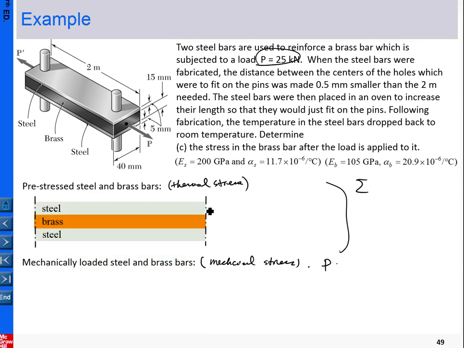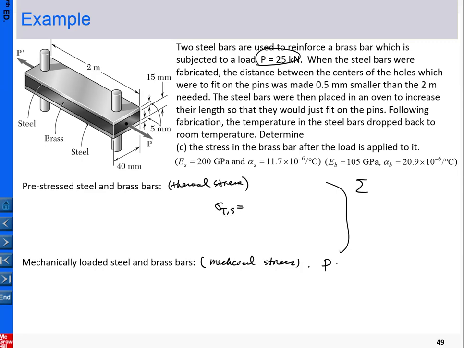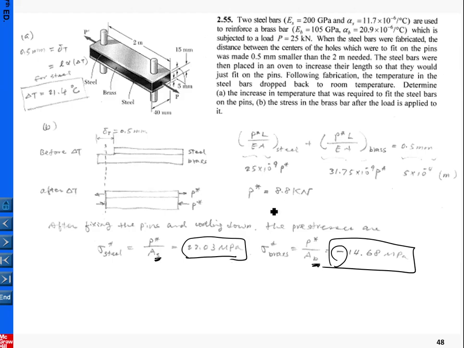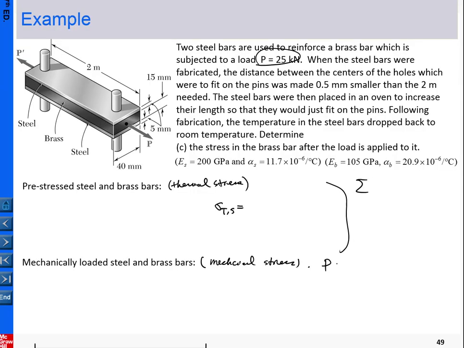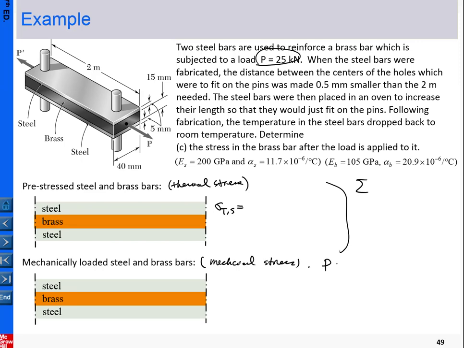So earlier we calculated the stress due to thermal loading. Thermal loading in steel equals how much? 22.03. And also we have determined the thermal stress in brass, equal to minus 14.68. Okay, so that's one here.